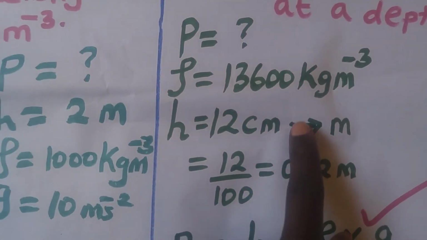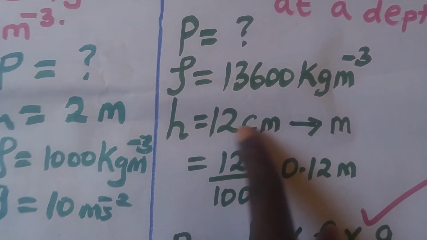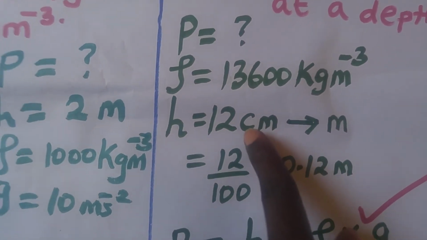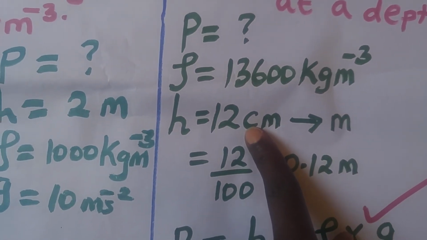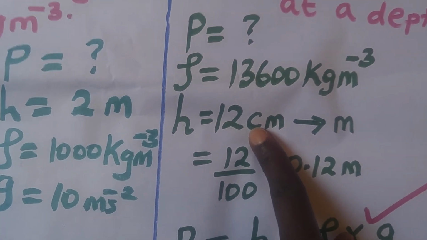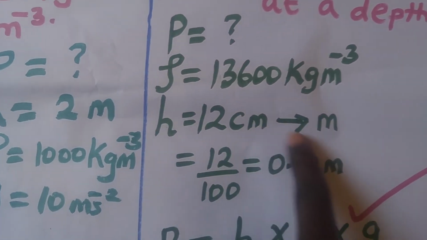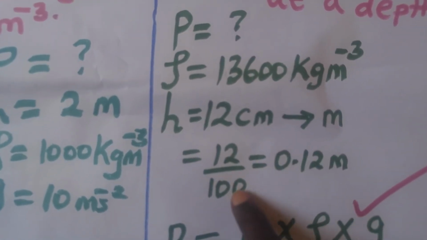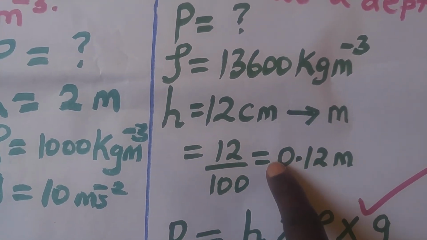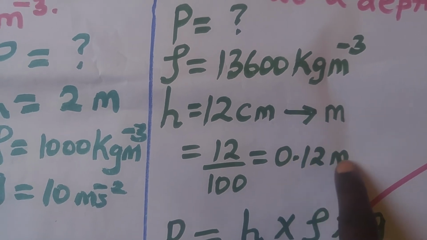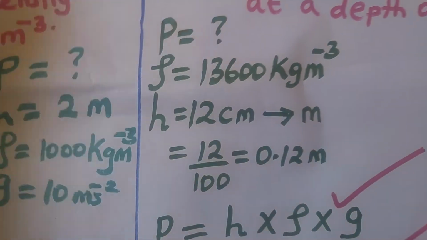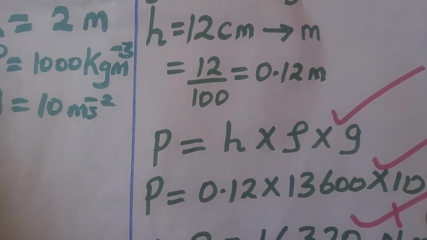So this arrow is reminding you that much as we were given the height in centimeters, you are supposed to change these centimeters into the SI unit. The SI unit of distance or height is not centimeters, but meters. So you get 12 centimeters divided by 100, and you get 0.12. These are now meters. After changing the centimeters into meters, you can now use them in the formula.